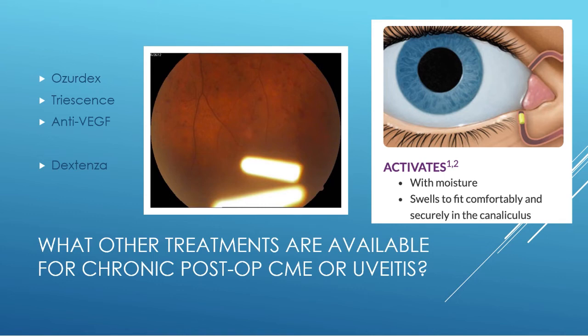Another option would be an intravitreal injection of preservative-free Triesence. Both of these medicines do an excellent job in decreasing inflammation and macular edema, but caution needs to be considered, as both of these are associated with an increased risk of elevated intraocular pressure. Now, in some patients with chronic macular edema, whether it be postoperative or associated with uveitis itself, some uveitis specialists advocate for the use of an anti-VEGF agent such as Avastin, Lucentis, or Eylea.